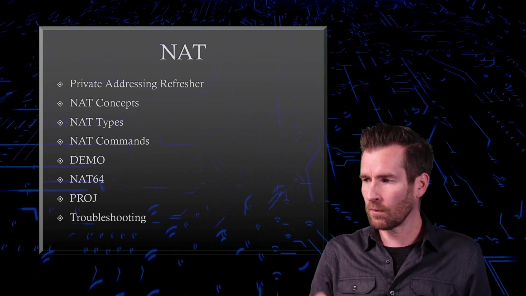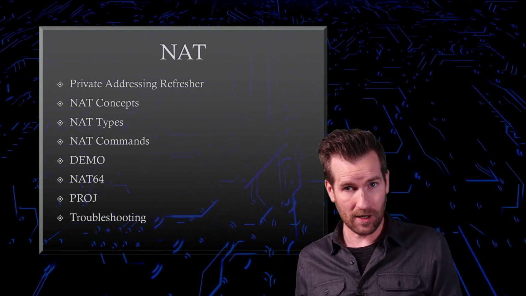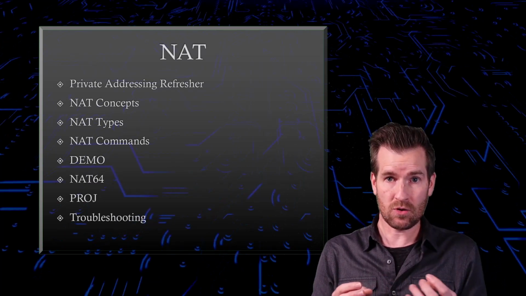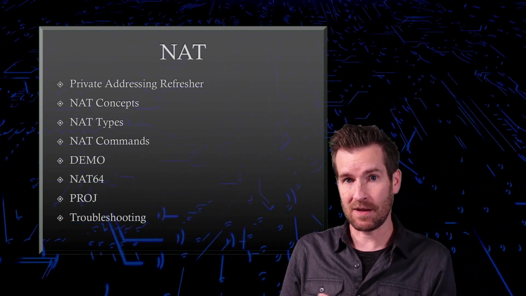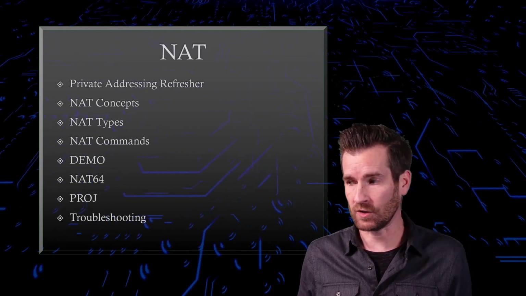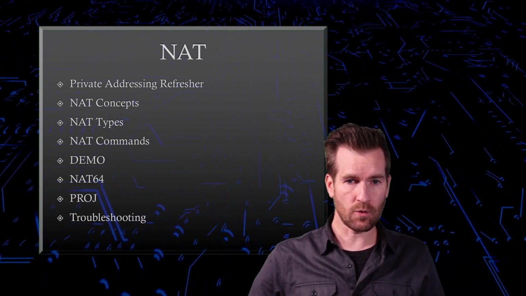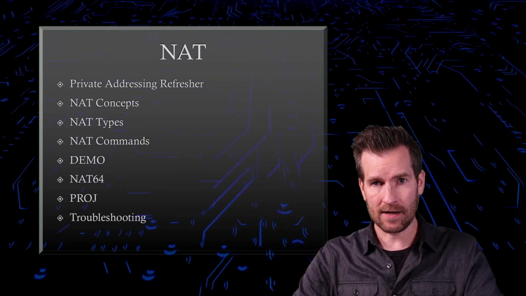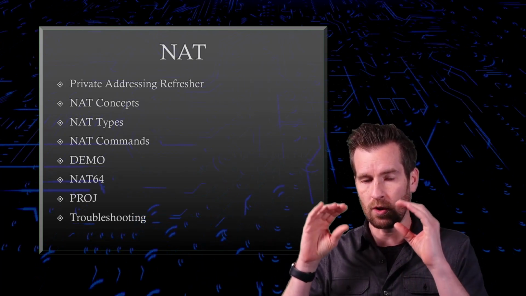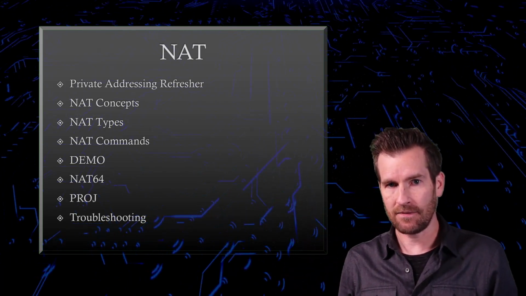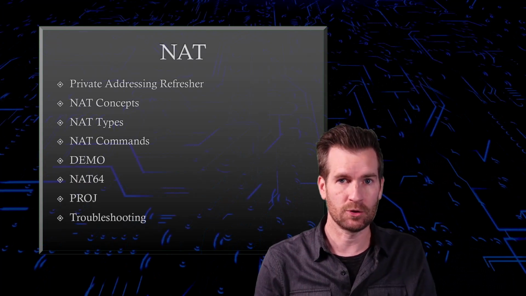The demos are going to show you the different types of NAT and how we implement them. Then we're going to get into NAT64, which is our translation between IP version 6 and IP version 4 and vice versa. We'll get into our project work, which is what we're going to implement on our network from this point forward. We'll implement that and solidify that. And then we'll talk about some troubleshooting with NAT.